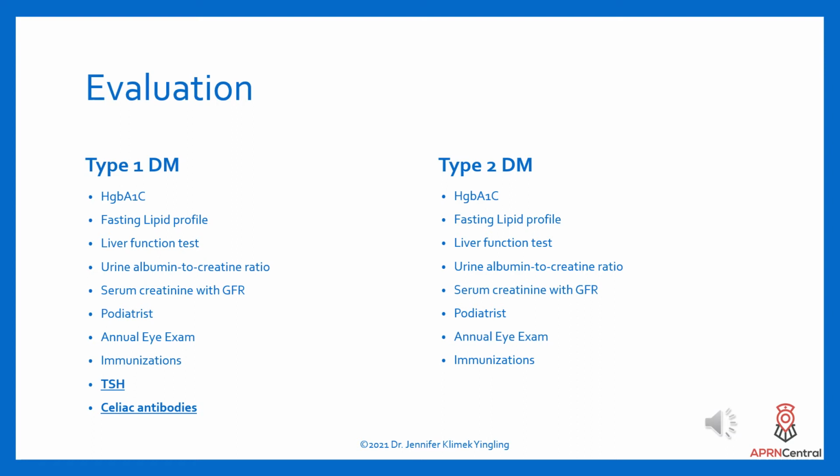With type 1 diabetes, you're also going to make sure that you screen for thyroid disease as well as celiac disease. So you're going to do a TSH and celiac antibodies because we know that with type 1, that's an autoimmune disease. And it's important to make sure that we recognize any comorbidities that may come up.